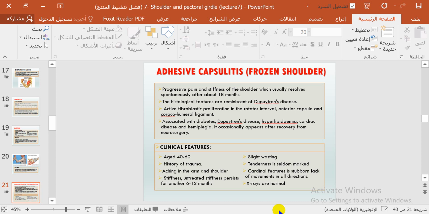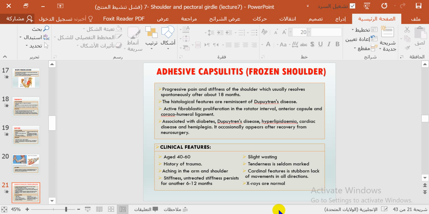The histological features are reminiscent of Dupuytren disease, in the form of fibrosis of the capsule, in the form of capsulitis. Active fibroblast proliferation in the rotator interval, anterior capsule, and coracohumeral ligaments. Associated with diabetes, Dupuytren disease, hyperlipidemia, cardiac disease, and hemiplegia, and it is usually a part of what's called hand-shoulder syndrome. It occasionally appears after recovery from neurosurgery.